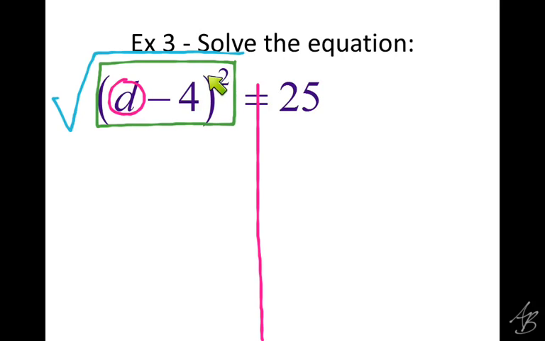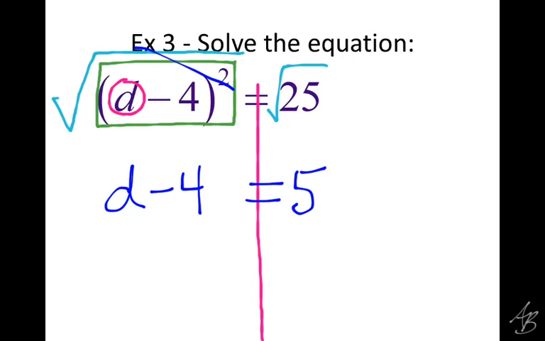All right, now if I take the square root on the left side, I have to take the square root on the right side. So on the left side, the square and the square root cancel each other out, which leaves what? D minus 4. And on the right side, the square root of 25 is 5. What else could it be? It could also be negative 5, right?